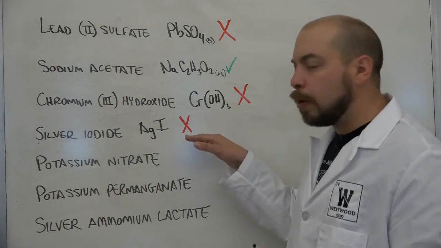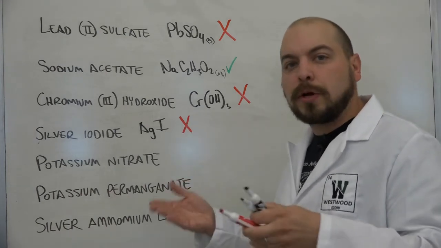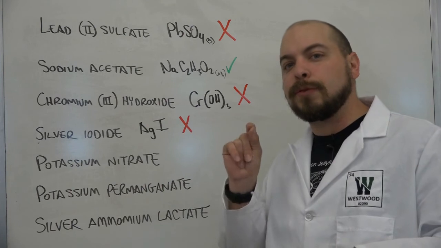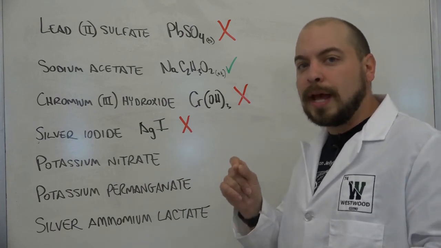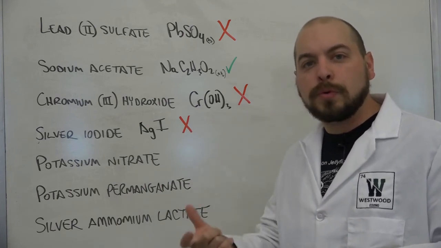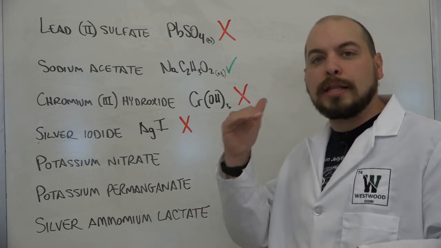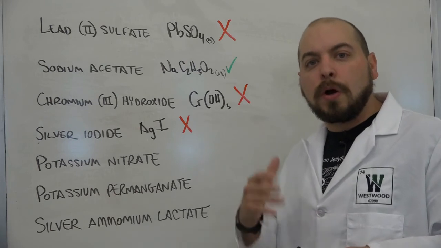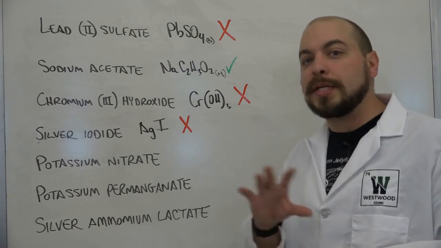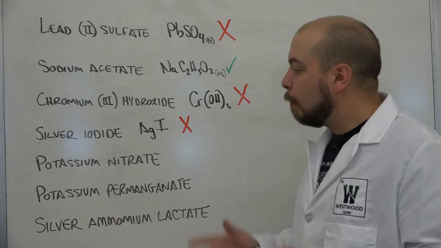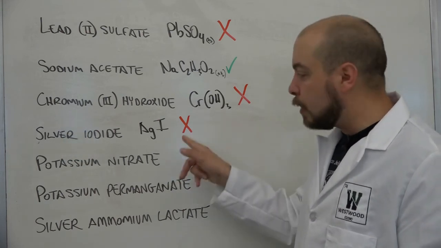Something to be aware of is normally halide salts are soluble with the exception of fluorine too. Fluorine, F-, is an exception to most halide salt rules. So even though the iodine and the bromine and the chlorine all kind of adhere to the same rules, fluorine does not. That's an important idea. But in this case, again, silver iodide, insoluble.